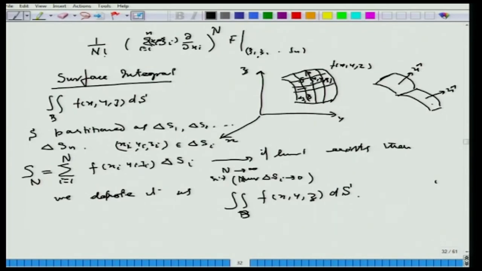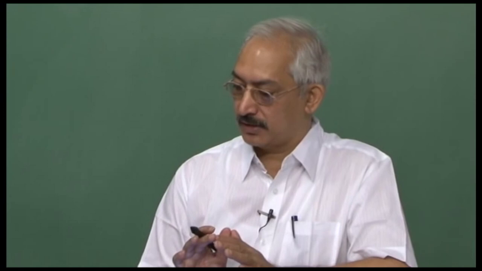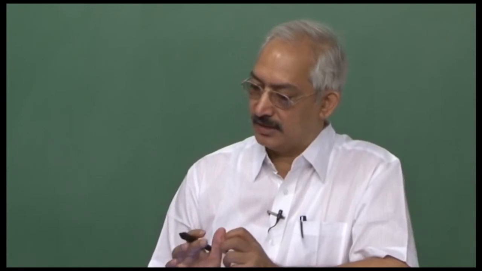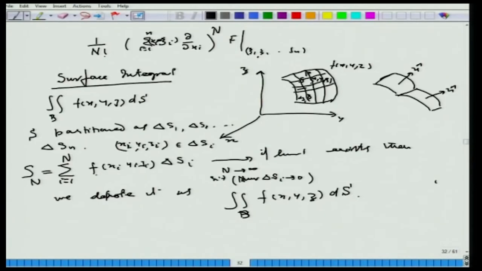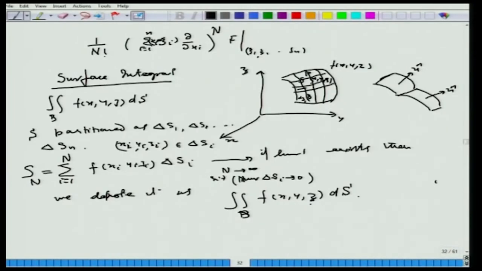It will be continuous here, and it will be continuous here. So, the surface should be partitioned in such a way that on each partitioned subsurface the normal should be continuous, and f is continuous everywhere. Then we can see that this limit will not depend upon the manner in which we partition it, so that limit will be independent of the way we define the partition. So, this is what is called the surface integral of the function f over this surface B.